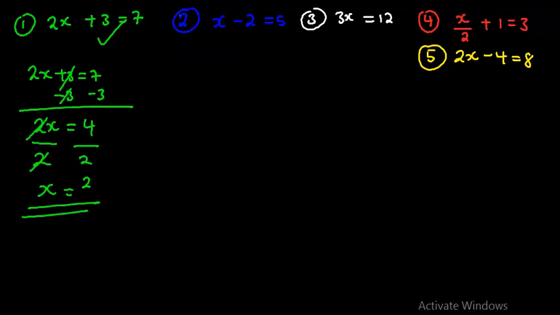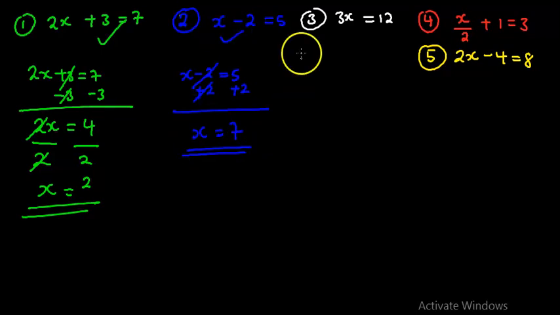Let's try the second one, which says x minus 2 equals 5. In this case, notice that this is negative 2. Since we have negative 2, we are going to make it positive. That means we are going to add 2 to both sides. 5 plus 2 is simply going to be 7. Negative 2 plus positive 2 is 0. In this case, these will cancel out. Our x is simply going to be 7. Therefore, the value of x is going to be 7.